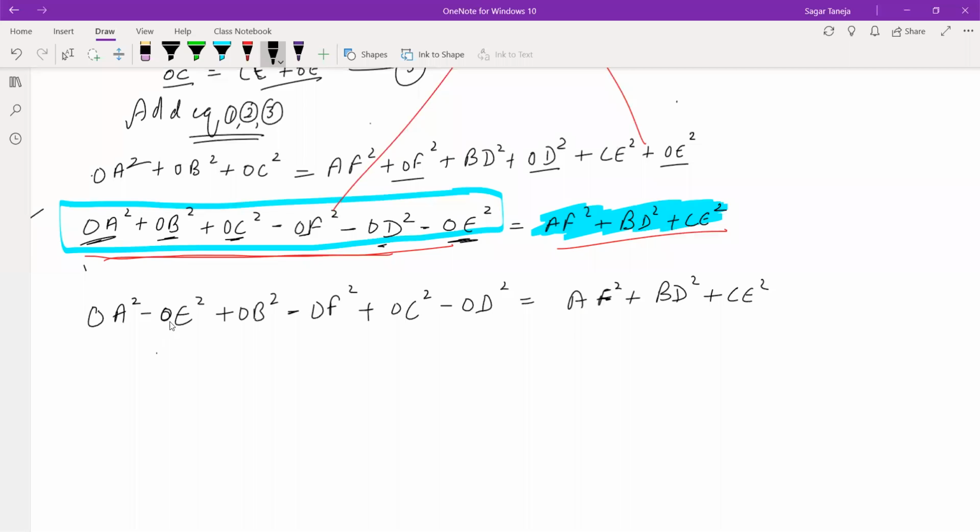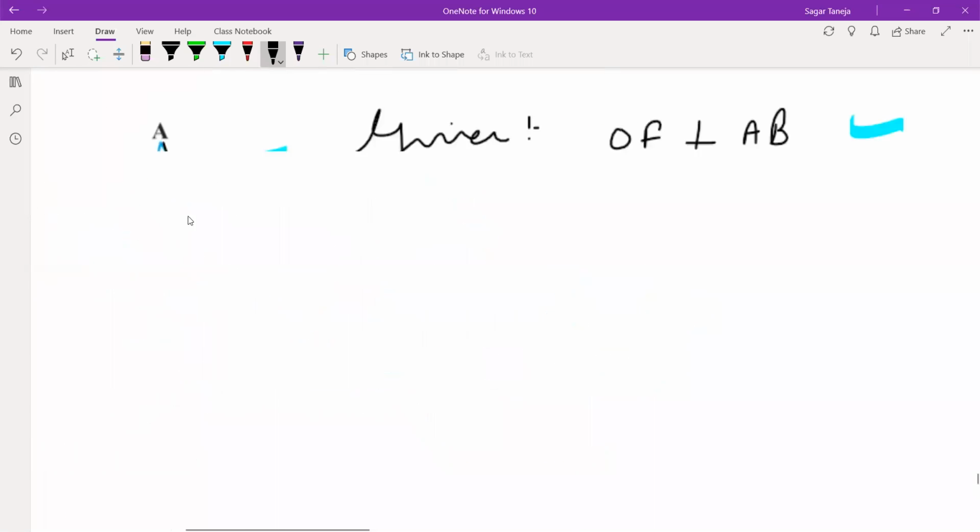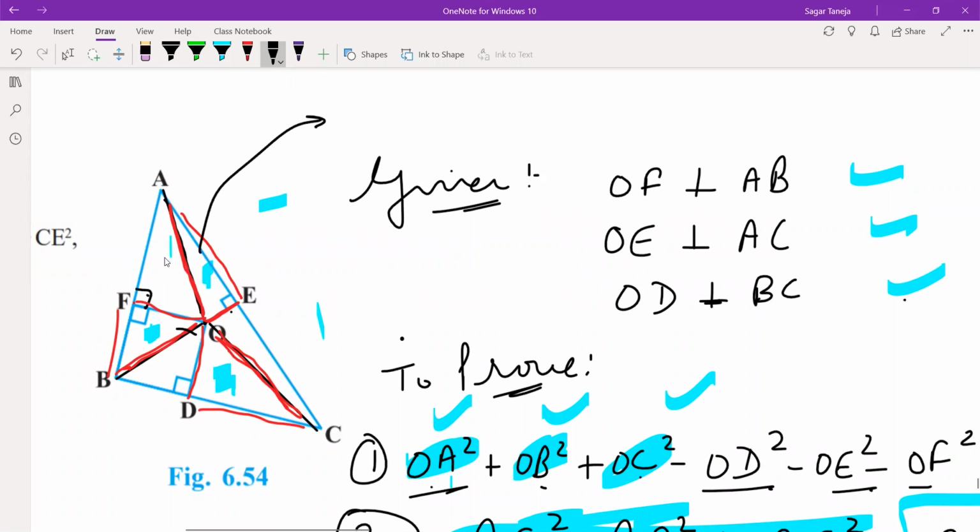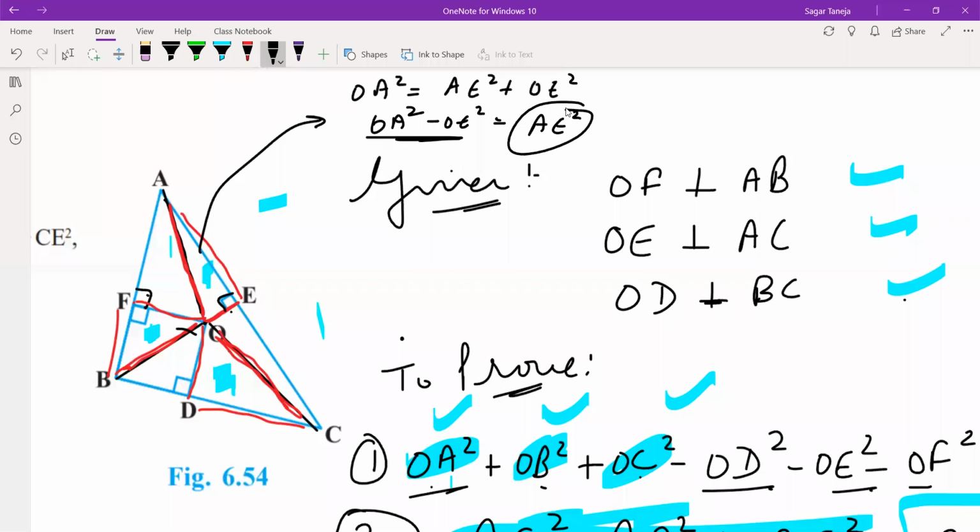Now OA square minus OE square, I'm writing in bracket. OB square minus OF square, I'm writing in bracket. OC square minus OD square, I'm writing in bracket. So if I'll subtract OA and OE, see this triangle now. Apply Pythagoras theorem. In front of 90, we have hypotenuse. So AO square, or we can say OA square, is equal to AE square plus OE square. If I'll bring this OE this side, then I'll be able to get OA square minus OE square is equal to AE square.